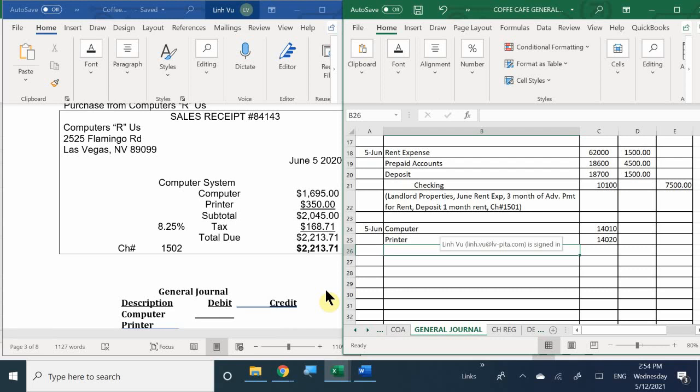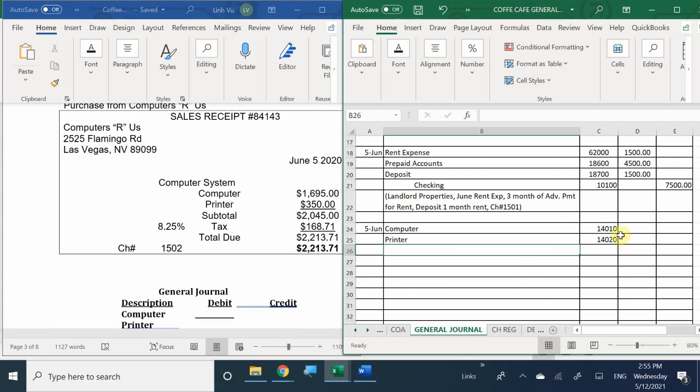Okay? So let's go ahead and figure this out. You could do it on your Excel, okay? Because at the end of the day, what did you write the check out for? $2,213.71. That's correct. Okay, so therefore, we need to find some way to distribute the tax amongst the computer and the printer. And how does tax work? It's based on what the selling price is.